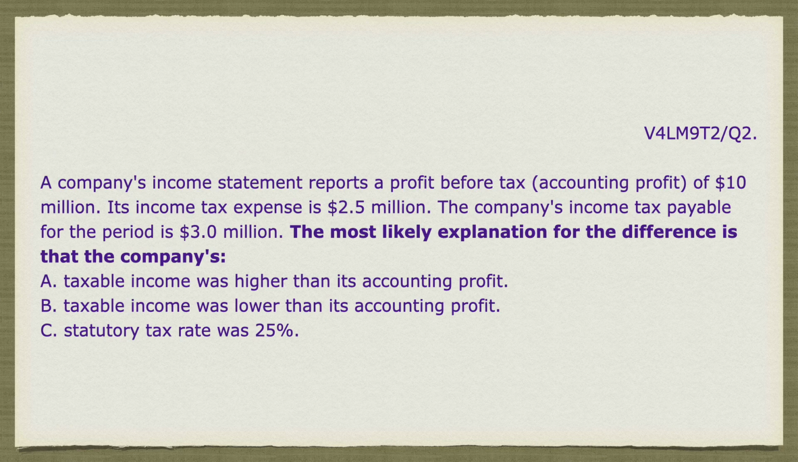A company's income statement reports a profit before tax, accounting profit, of $10 million. Its income tax expense is $2.5 million. The company's income tax payable for the period is $3.0 million. The most likely explanation for the difference is that the company's A, taxable income was higher than its accounting profit. B, taxable income was lower than its accounting profit. C, statutory tax rate was 25%.